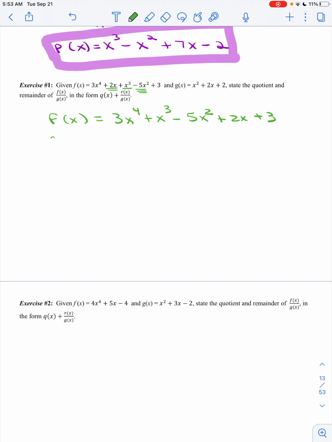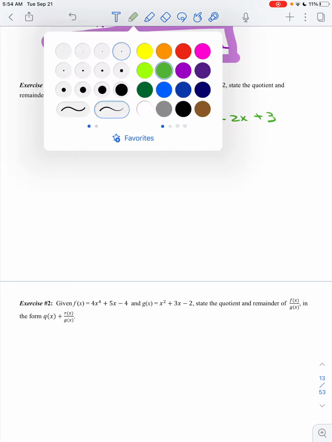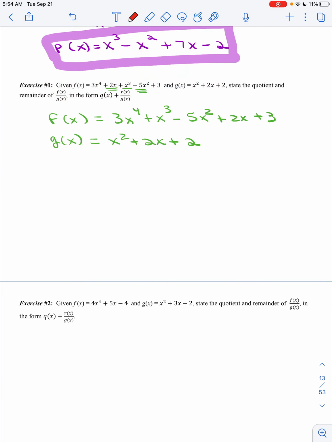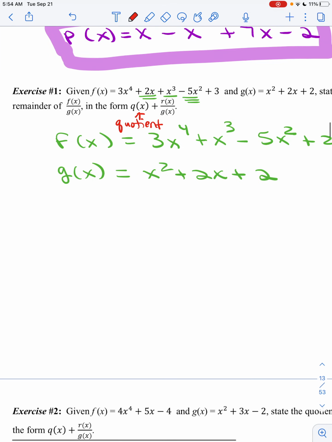G of x is already in standard form. G of x is equal to x squared plus 2x plus 2. So we're asked to state the quotient and the remainder of f of x divided by g of x in this form, q of x, which just means quotient, plus r of x over g of x. Let me zoom in a little bit. So that just means plus remainder over g of x, which is our divisor.